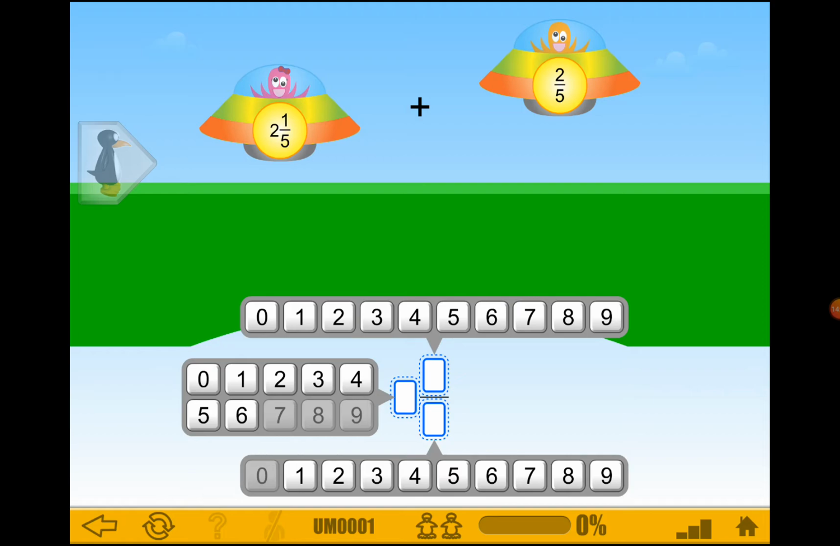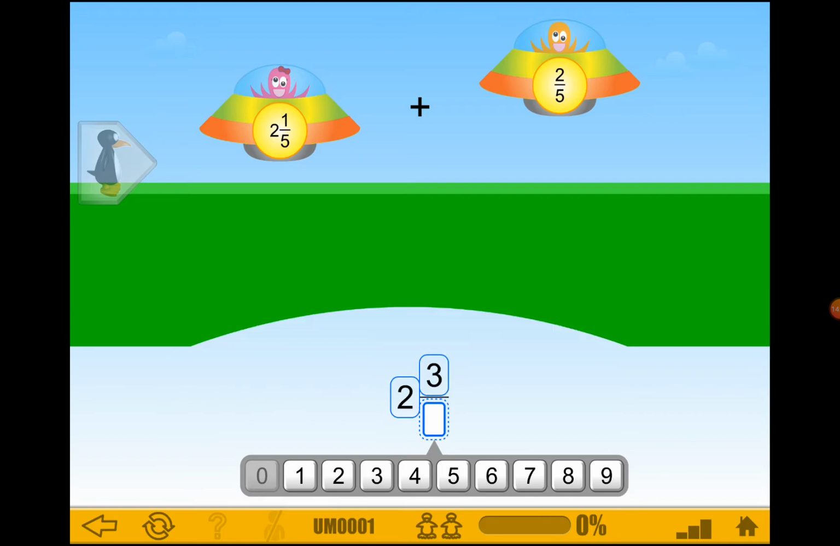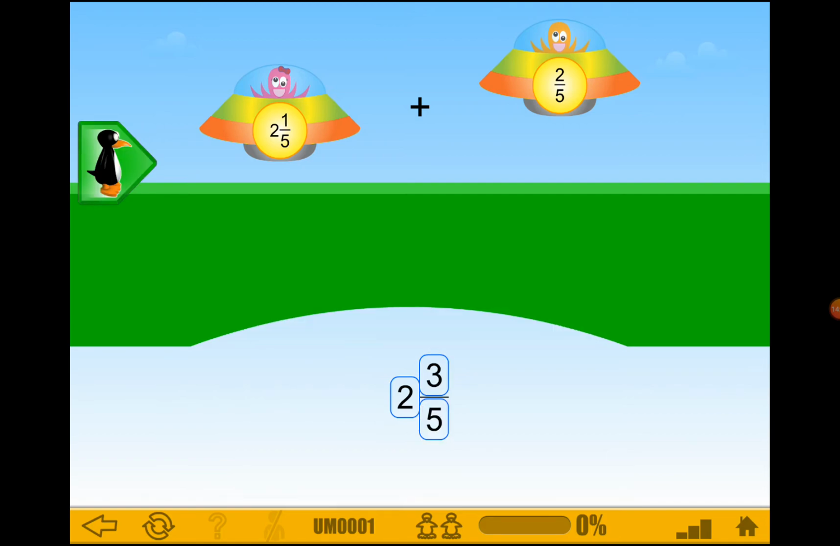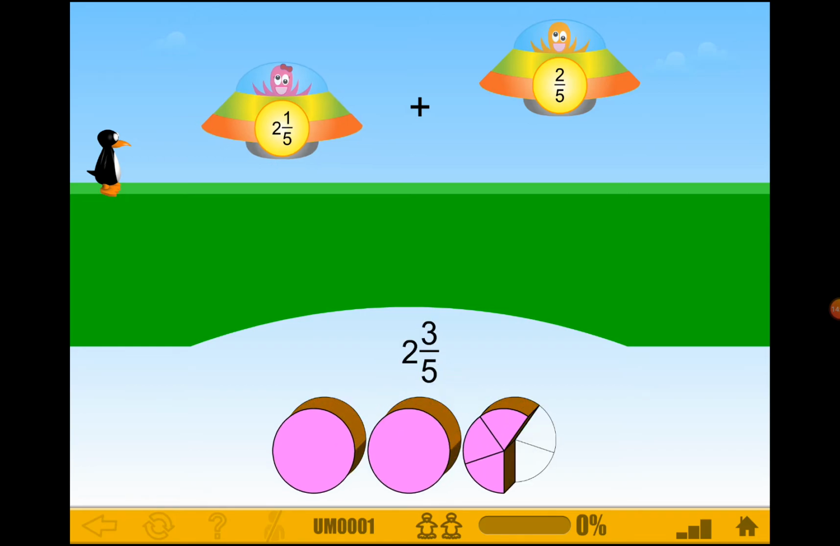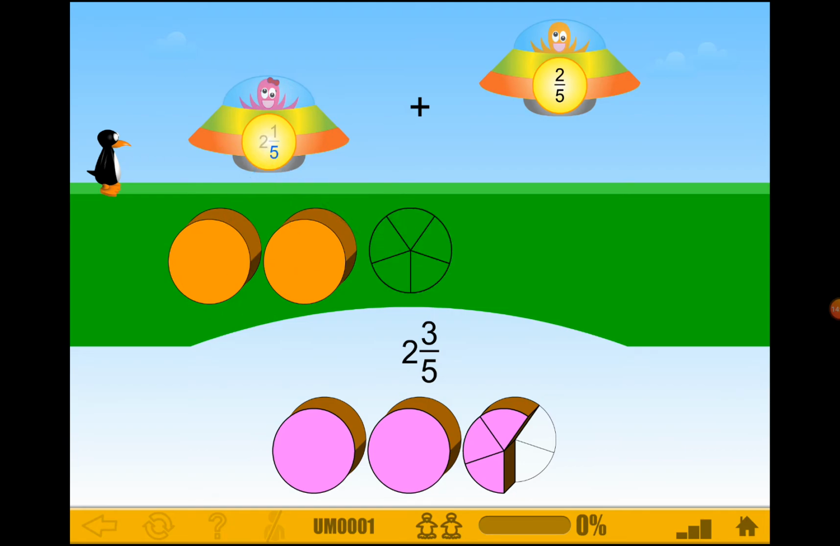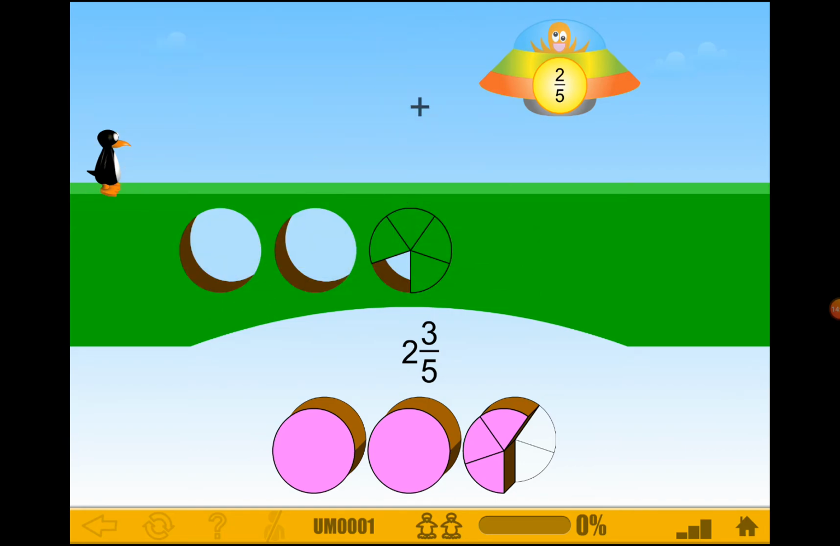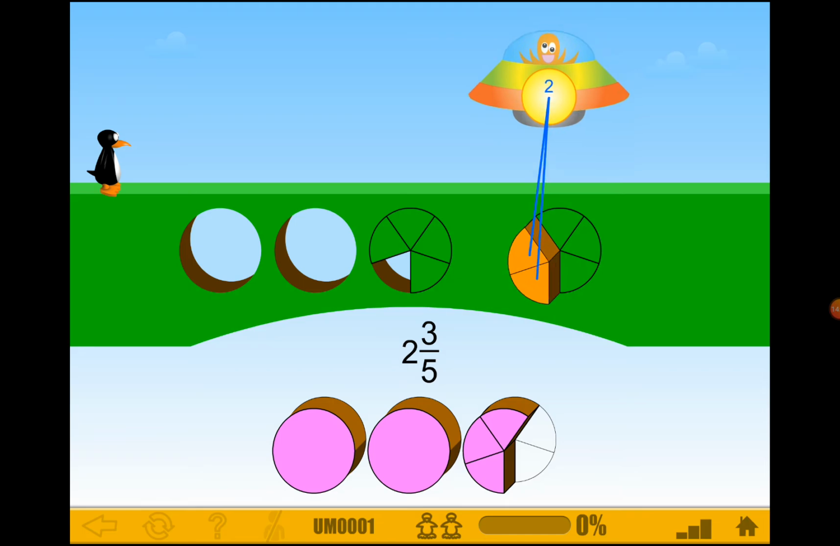Okay. Now let's see. Okay, now I need to type in it. Okay. Now we have 2, 3, 5. Okay, 2, 3 over 5. 2, 3, 5. Okay, good. I go. Boom, boom. Spawn in. Okay.